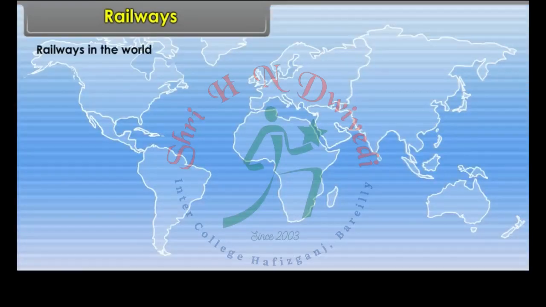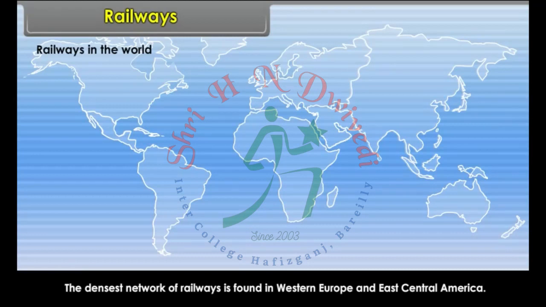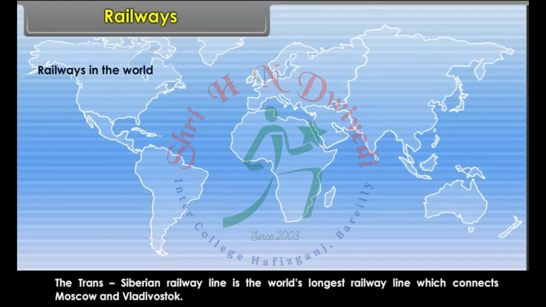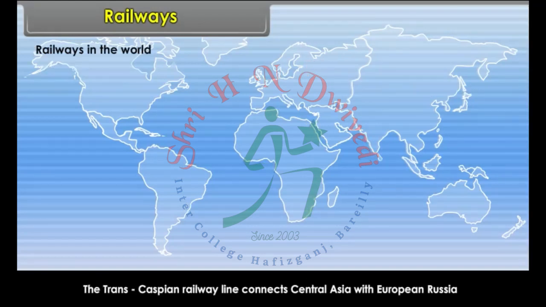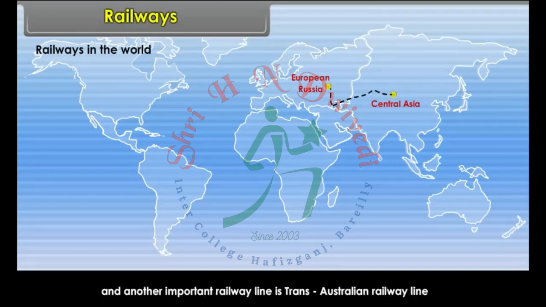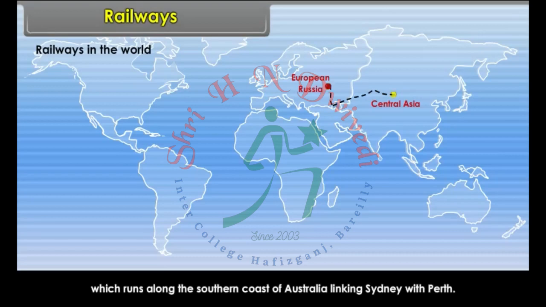Railways in the world. The densest network of railways is found in Western Europe and East Central America. The Trans-Siberian Railway Line is the world's longest railway line which connects Moscow and Vladivostok. The Trans-Caspian Railway Line connects Central Asia with European Russia, and another important railway line is the Trans-Australian Railway Line, which runs along the southern coast of Australia, linking Sydney with Perth.